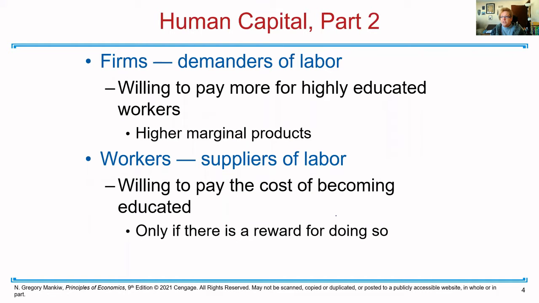Firms, again, are the demanders of labor. We do know that more highly educated workers tend to make higher wages and tend to have less unemployment. Also, workers being the suppliers of labor, there is an opportunity cost. And I don't need to tell you this because you're sitting here listening to this as opposed to doing other things. But a lot of jobs, particularly, and I want to just do a little slogan here.